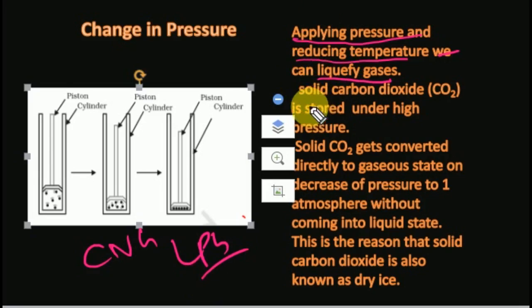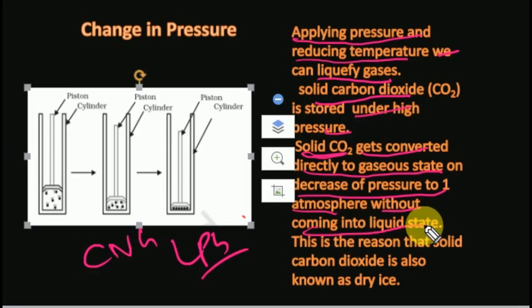One more example is solid carbon dioxide. It is stored under high pressure. Solid CO2 gets converted directly into the gaseous state on decrease of pressure to 1 atmosphere without coming into the liquid state. This solid CO2 is what? This is dry ice. It is the other name of dry ice. This is actually the solid carbon dioxide.